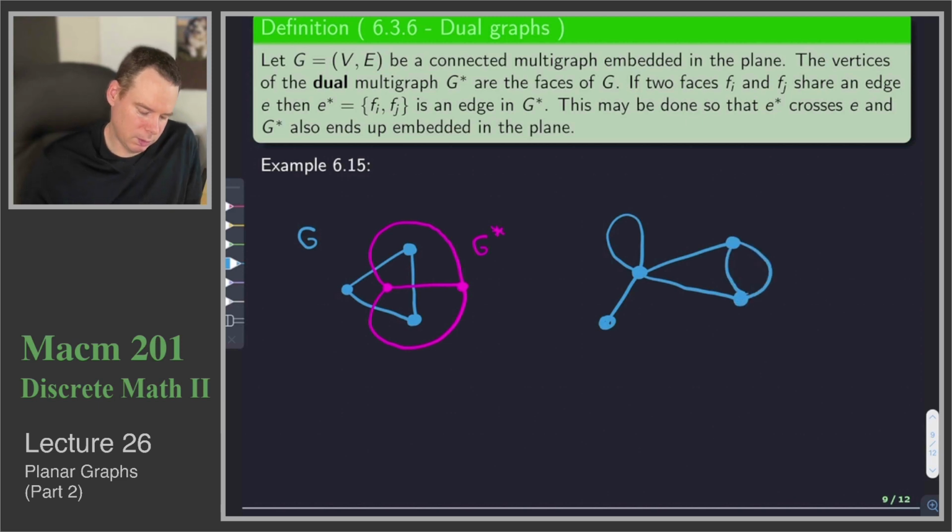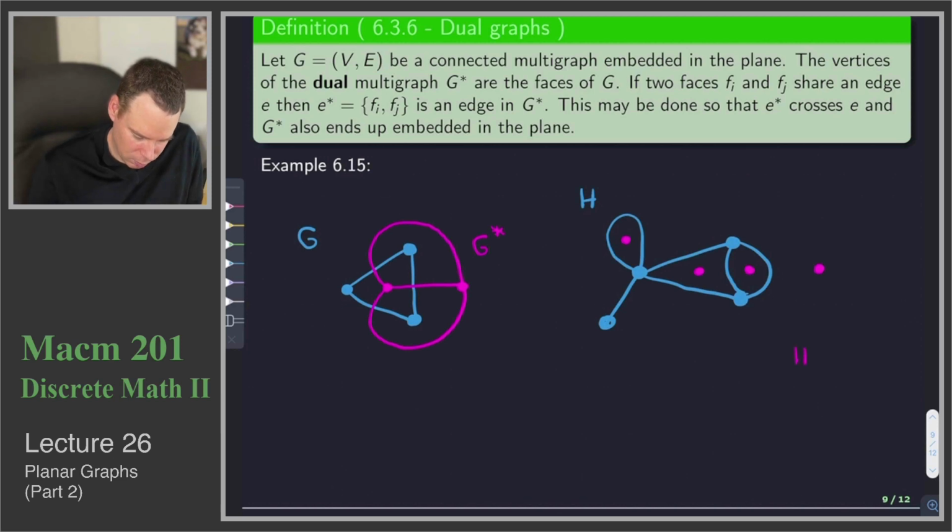Maybe something like this. And so there's our graph. We'll call it H in this case. And now we'll drop down the vertices for my dual that are going to be right on the faces of H. So there's 4 faces, so I've got 4 vertices in my dual. And now I'm going to construct edges for my dual graph.